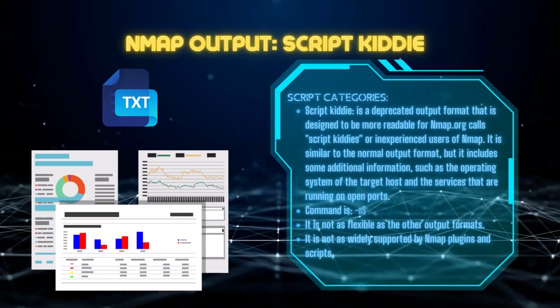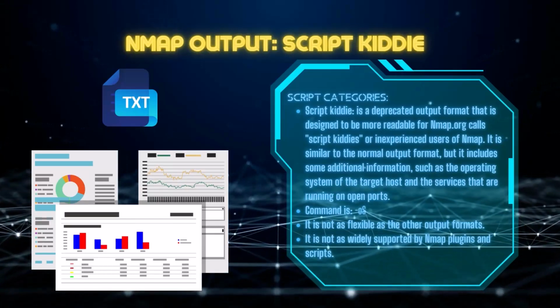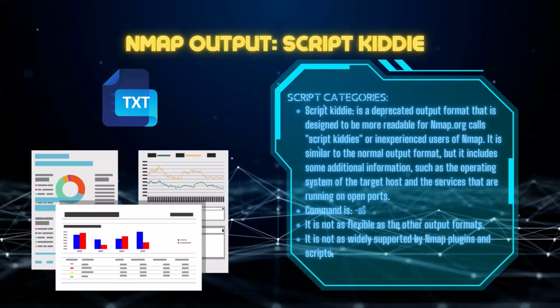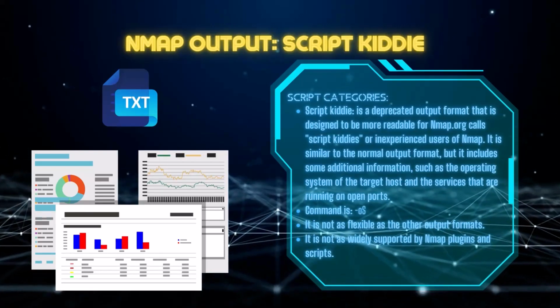Script kiddie output, -oS, is a format used by Nmap to create output that is formatted to look like it was generated by what nmap.org calls a script kiddie or inexperienced hacker. The output is designed to be somewhat cryptic and misleading, with exaggerated hacker language and fake error messages to make it seem like a real attack is occurring.